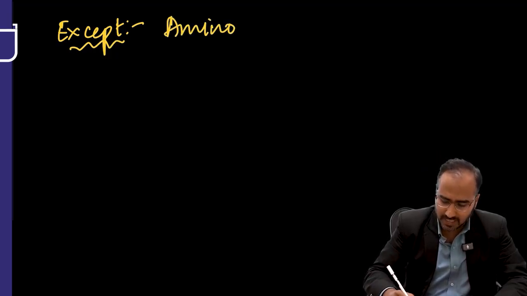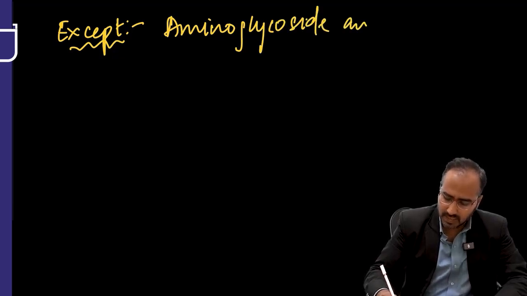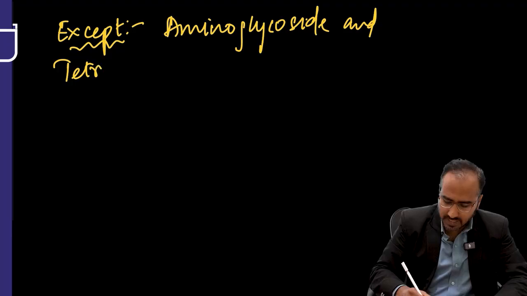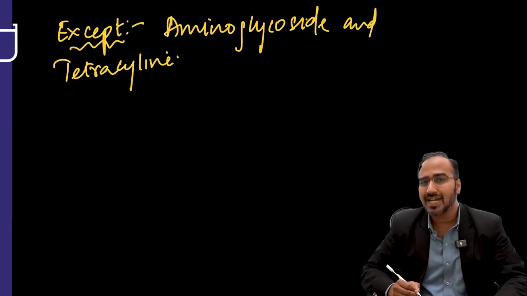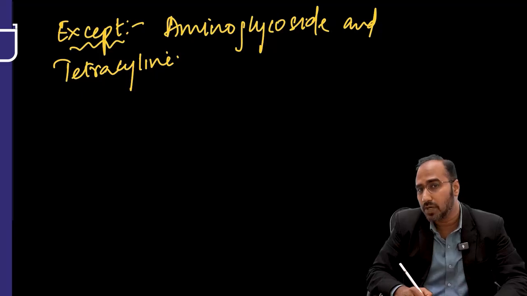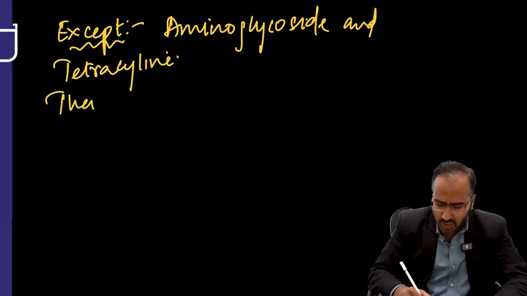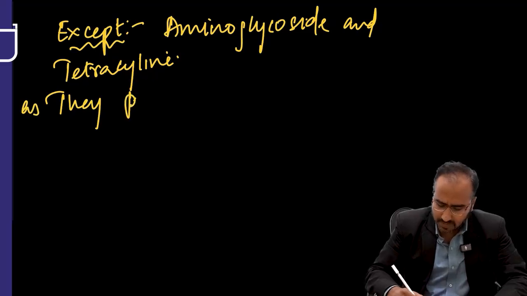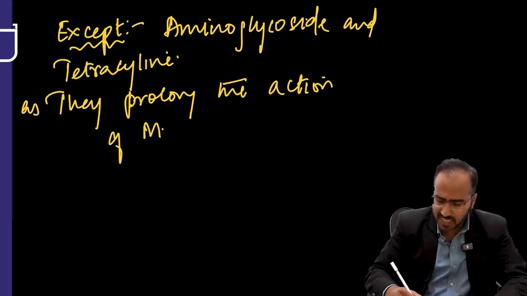Aminoglycosides and tetracyclines. Why, sir, aminoglycosides and tetracyclines? Why are they stopped? Because aminoglycosides and tetracyclines increase the duration of block produced by neuromuscular agents, or basically they prolong the action of muscle relaxant.